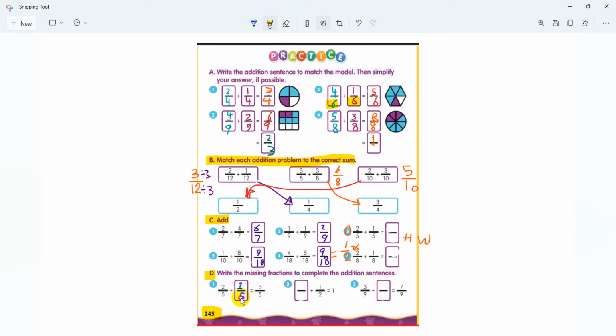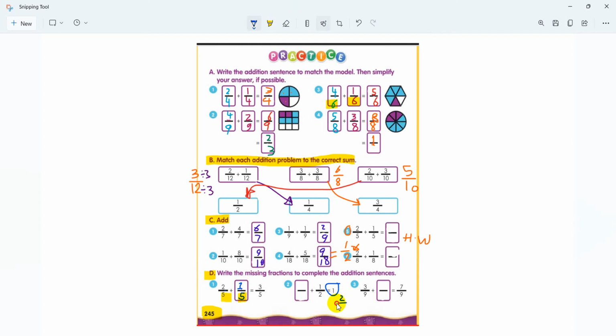Remember that we need like fractions all the time. We add only the numerators, and down we don't add the denominators. Number 2, we have 1 here. Remember the 1, we can write the 1 as 2 over 2, 3 over 3, 4 over 4, 5 over 5, and so on. In this question we can write it as 2 over 2.